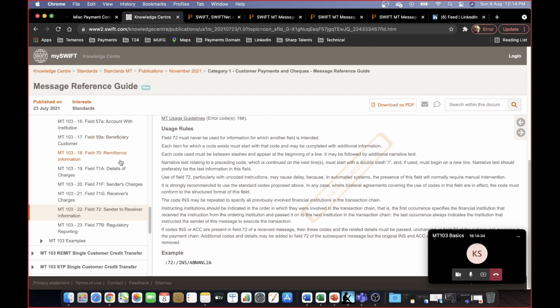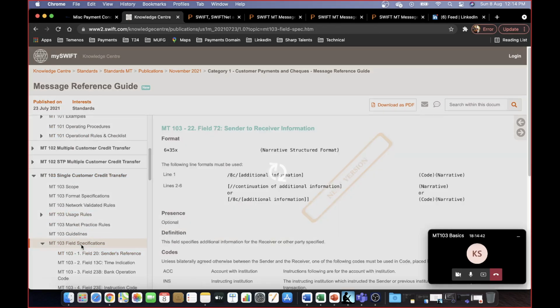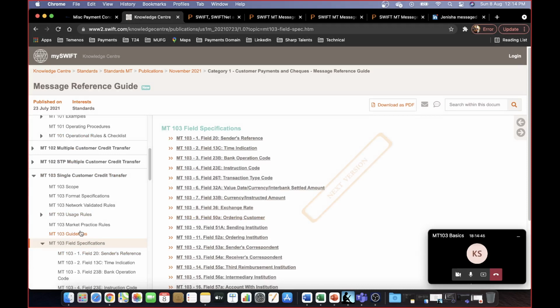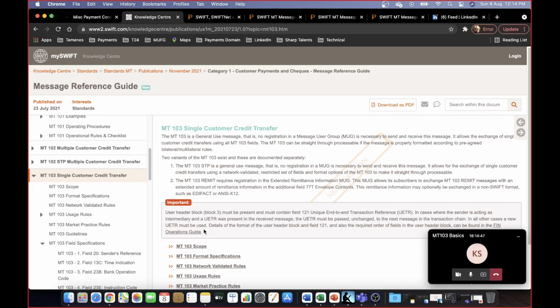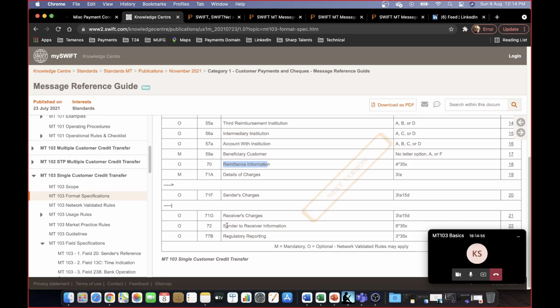These fields are not mandatory fields, so you need not collect that information from the user. Actually, yeah, that's why I said it may not. If you go to the network specific format specification, neither tag 70 or 72 is mandatory. So you need not collect that information, actually. That's my contention, at least.